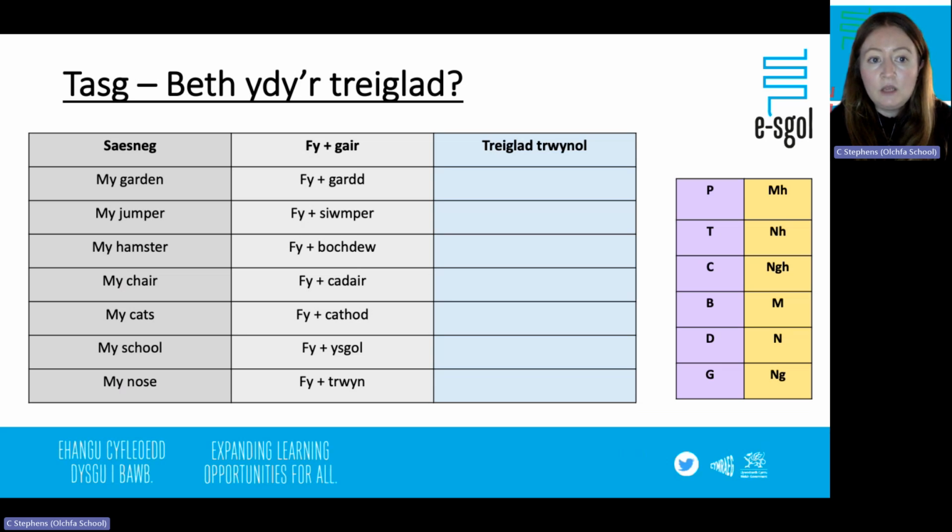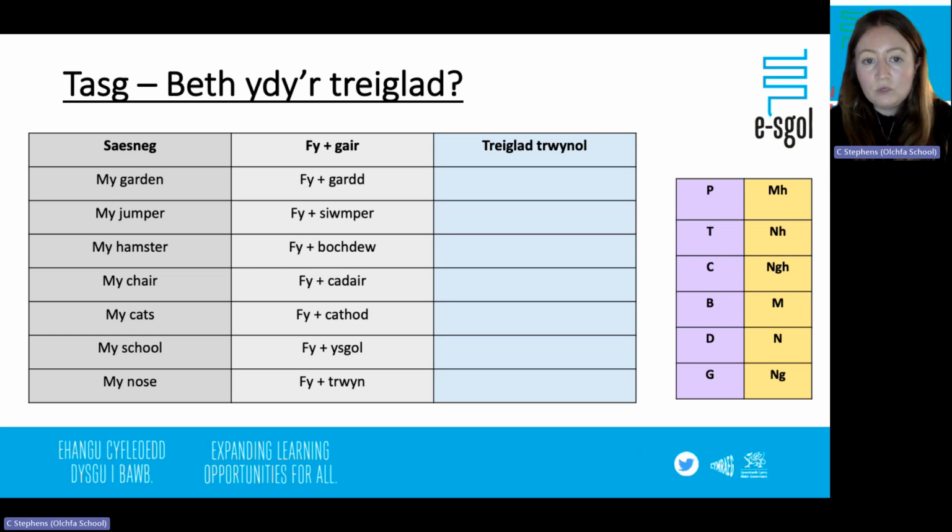Look at the second one then, jumper in Welsh, siwmper. So fy causes a mutation, so we now need to look at, in the list, is there an S? Right, there's no S in this list, which means that we don't need a mutation. So fy siwmper is fine, okay? And then you can do that for the rest of them.